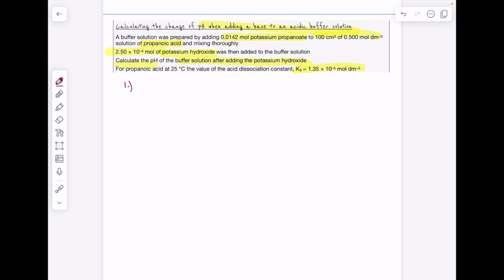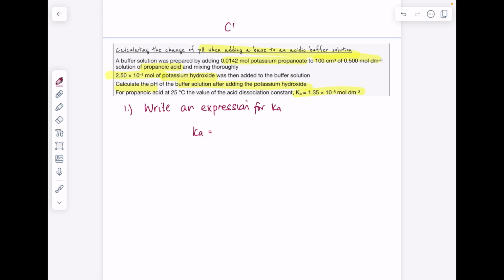So we'll start by going through step 1. We'll write an expression for Ka. Let me just write the equation. So here's your propanoic acid. So weak acid, it dissociates partially into our all-important H plus ions and our propanoate ions. So we can see straight away that our expression for Ka looks like this.